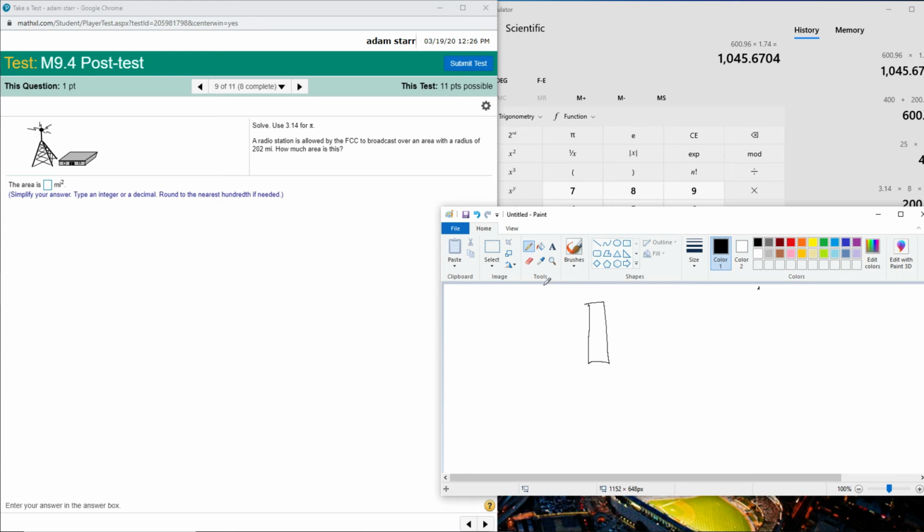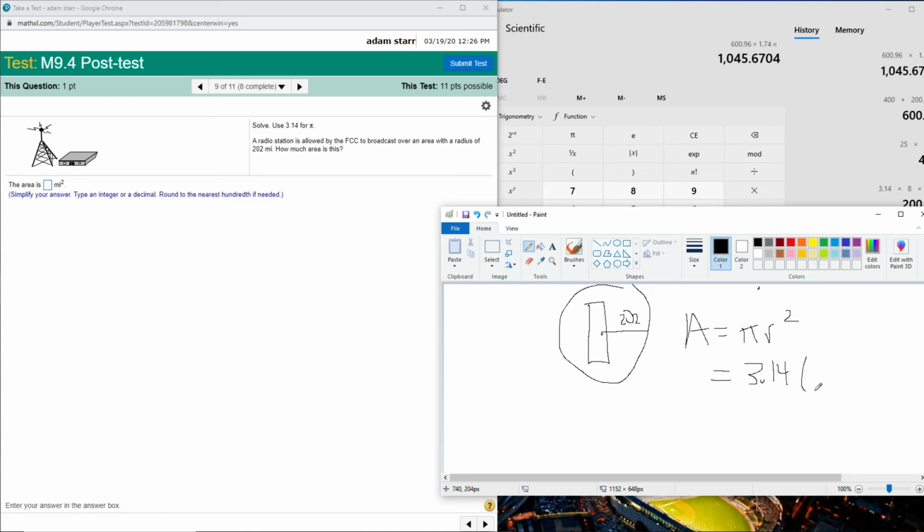Okay, it can broadcast with an area with a radius, which means it's broadcasting as a circle. It's kind of going off in all different directions. It's telling me the radius of the circle is 202 miles. So this is simply just asking for the area of a circle, which is pi r squared. It's giving us the radius. It also says use 3.14 for pi.